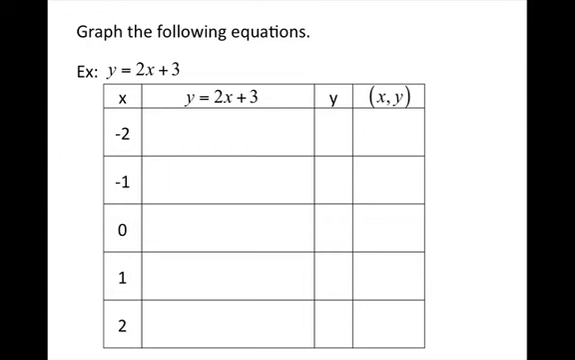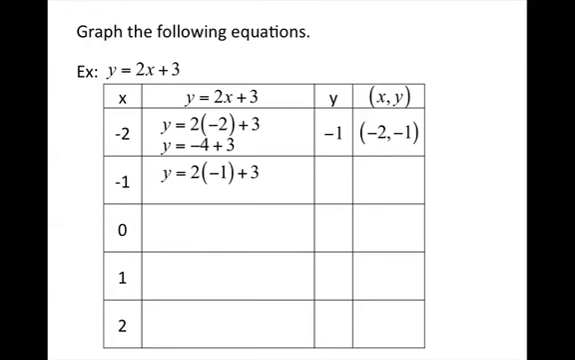So if I start off with x is -2, I have y equals 2 times -2 plus 3. This gives me -4 plus 3, so that tells me y is -1. So this is the ordered pair -2, -1. Next, let x equal -1. So I have y equals 2 times -1 plus 3. This gives me y equals -2 plus 3, which is a positive 1. So I have the ordered pair -1, 1.